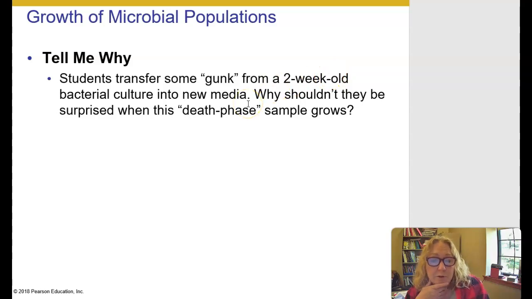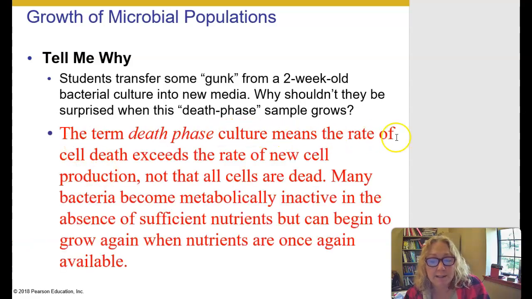Students transfer some gunk from a 2-week-old bacteria into new media. Why shouldn't they be surprised when the death phase sample grows? Because it's not dead. It just means the rate of cell death exceeds the rate of new cells, not that all the cells are dead. Many bacteria become metabolically inactive. They become endospores. So just because you leave it in there for too long doesn't mean it's completely dead.